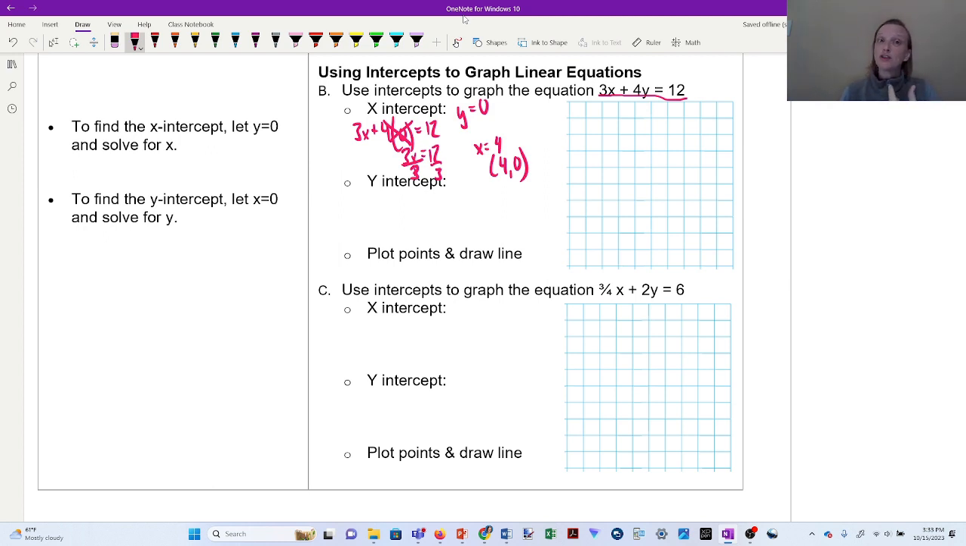We can do the reverse for finding the y-intercept. The y-intercept is when x equals 0. So I plug in 0 for x, so I have 3 times 0 plus 4y equals 12. This portion of the equation disappears because 3 times 0 is 0, and 0 plus 4y doesn't do anything to the 4y. And then I can divide both sides of the equation by 4, and I get that y equals 3. So I know when x equals 0, y equals 3. So I know that the point (0, 3) is on the graph.